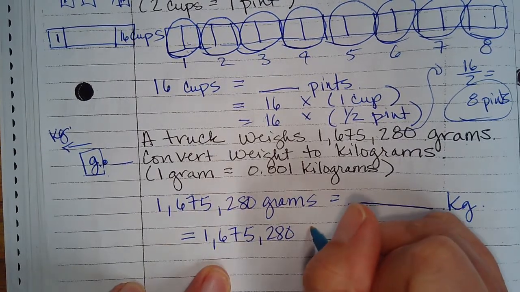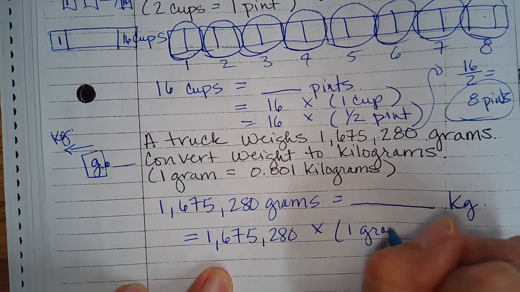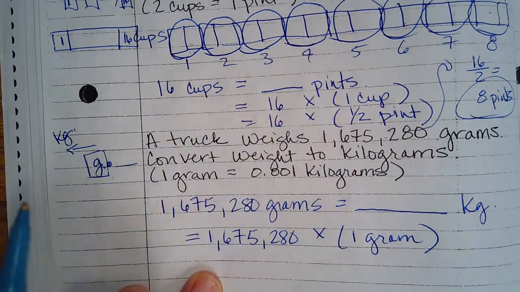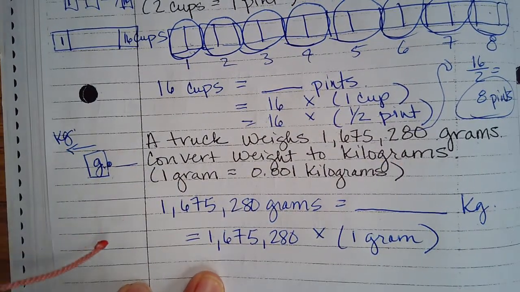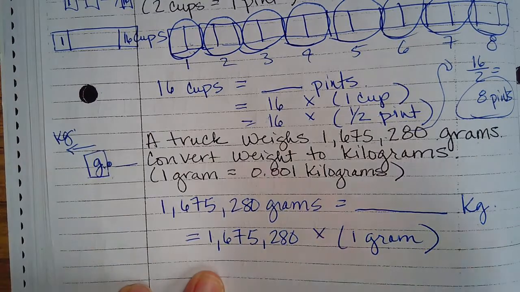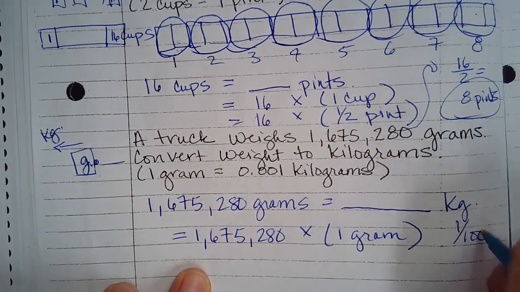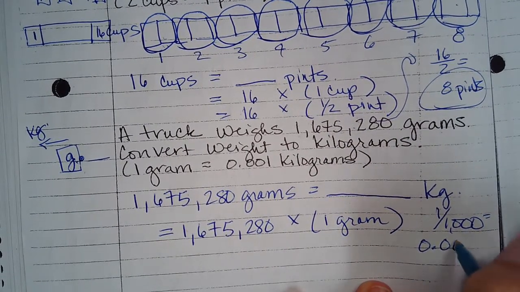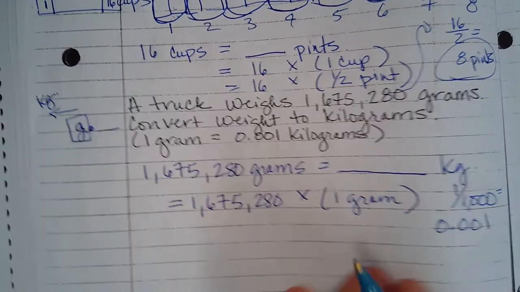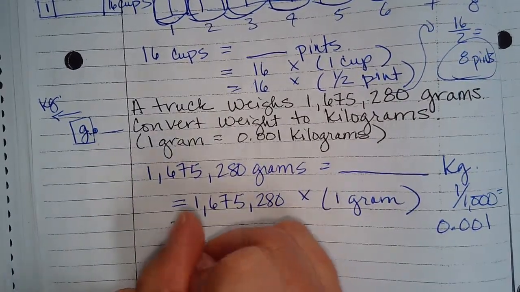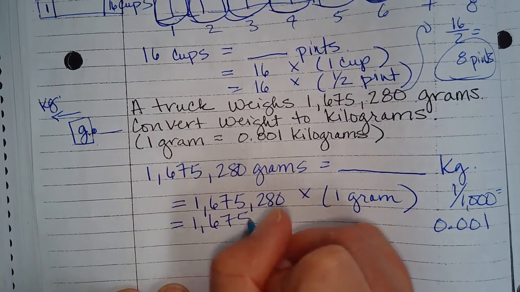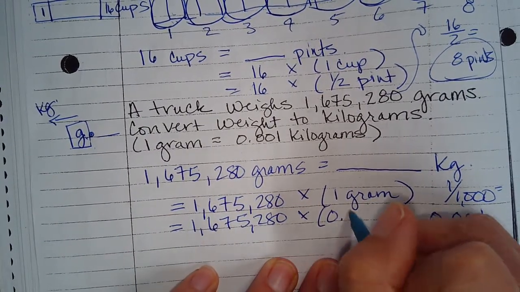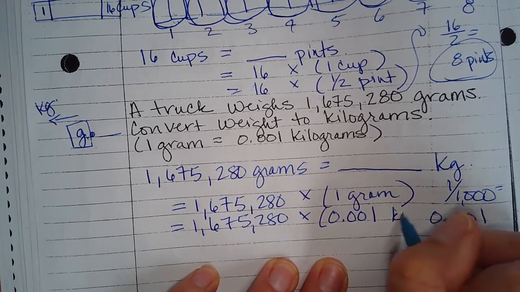1,675,280 times 1 gram. Now, how many grams are in 1 kilogram? How many? 1,000. Thank you very much. There are 1,000. So it's 1/1000th. And what does that look like in a decimal? 0.001, right? Yeah. And we know how to multiply using that. So let's go ahead and go 1,675,280 times 0.001 kilograms.